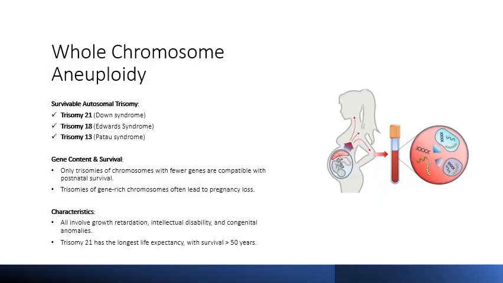Let's begin with aneuploidies involving whole chromosomes, specifically focusing on survivable trisomies such as trisomy 21, 18, and 13. These are viable due to their relatively low gene content because they involve very small chromosomes, and this reduces the likelihood of lethal developmental defects. All trisomies are associated with congenital abnormalities and intellectual disability. Now, Down syndrome, or trisomy 21, has the highest survivable rate, with life expectancy extending beyond 50 years.